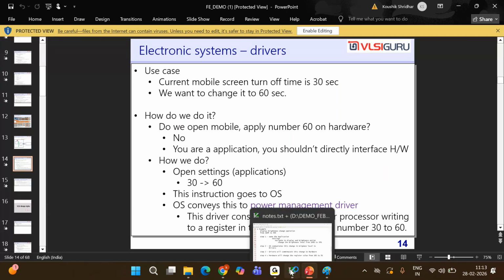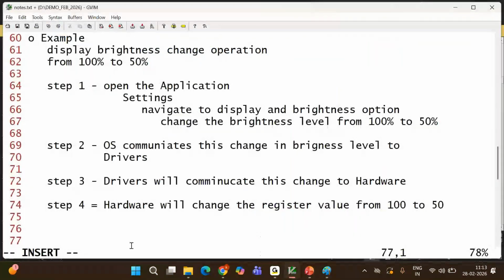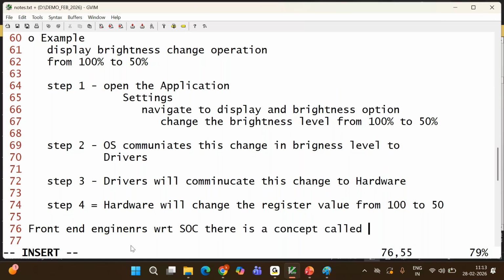So I just told you something on low power, right? Front end engineers, with respect to SoC, I will tell you, there is a concept called low power SoC verification, low power verification.